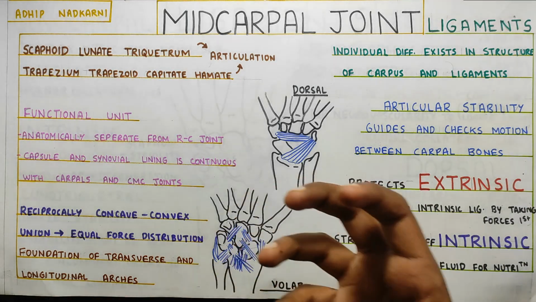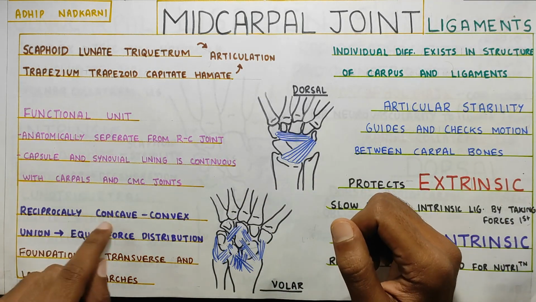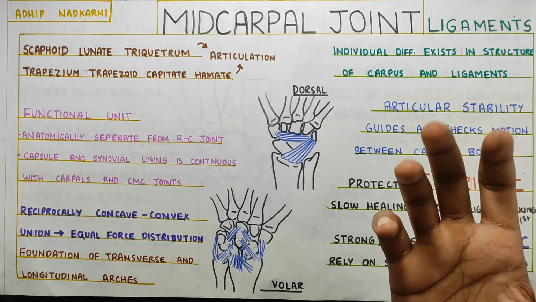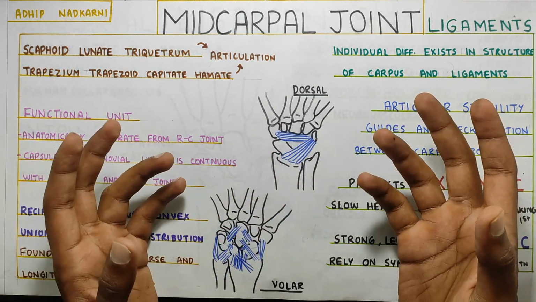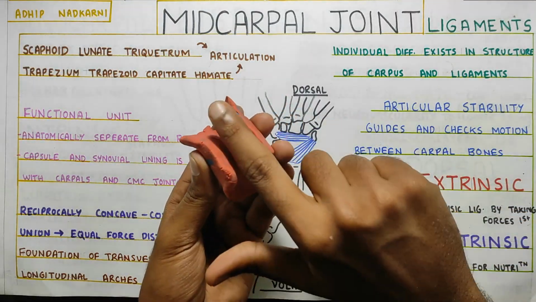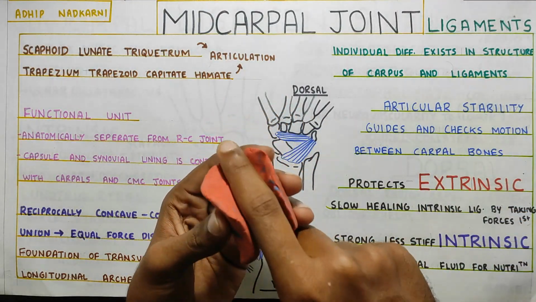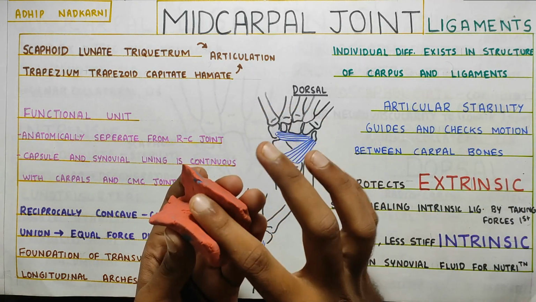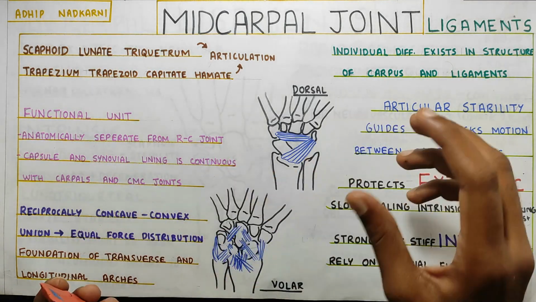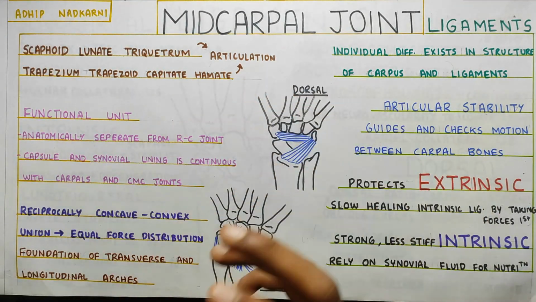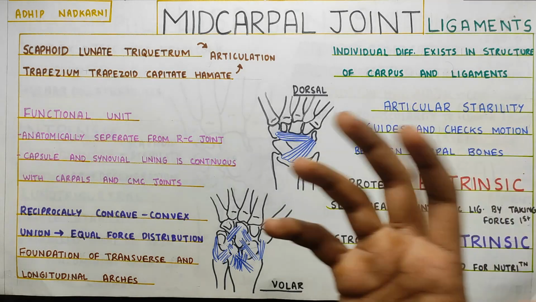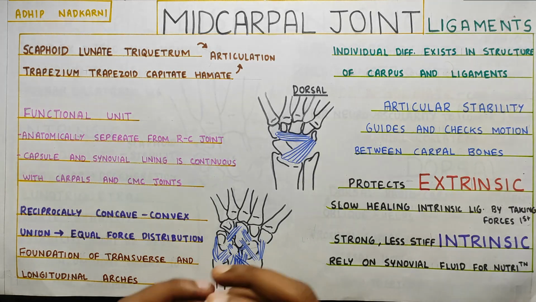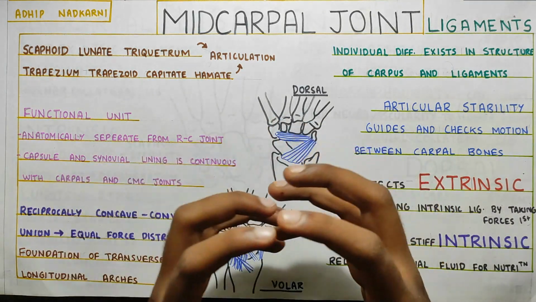Moving on, if you look at the articulating surface, it is reciprocally concave convex. That means it is kind of a saddle shape. What do you mean by saddle? It is concave and convex at the same time. So if you look over here, the surface is concave over here, but convex over here, right? So that is your saddle shape, and this kind of articulation is seen at your mid-carpal joint. Now, with that kind of articulation, how exactly the movement happens, we will talk about in the kinematics part, okay?